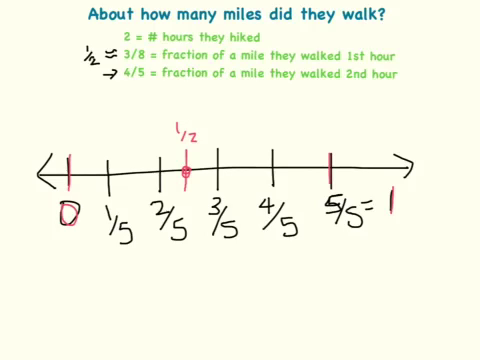Now let's find the fraction we're looking for, which is 4/5. 4/5 is between 1/2 and 1 whole. So is it closer to 1/2 or 1 whole? It is 1.5 spaces away from 1/2 and only 1 space away from 1 whole. So 4/5 is approximately 1 whole.